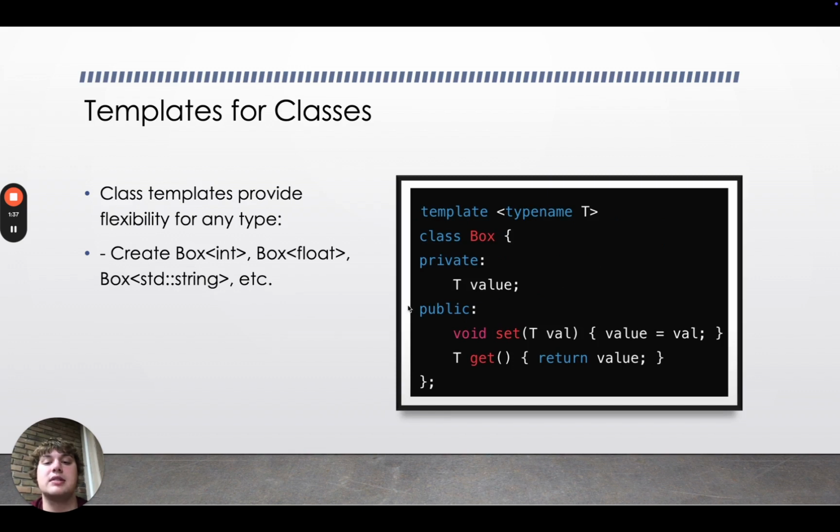Templates for classes. Templates also work with classes. Here's an example. In this case, Box represents a class that can store a value of any type T. When you create Box<int> or Box<std::string>, the compiler generates a specific version of that class for those types. By using templates, you avoid duplicating logic and ensure your code is flexible and efficient. Try modifying the code to experiment with other types like float or even custom classes.